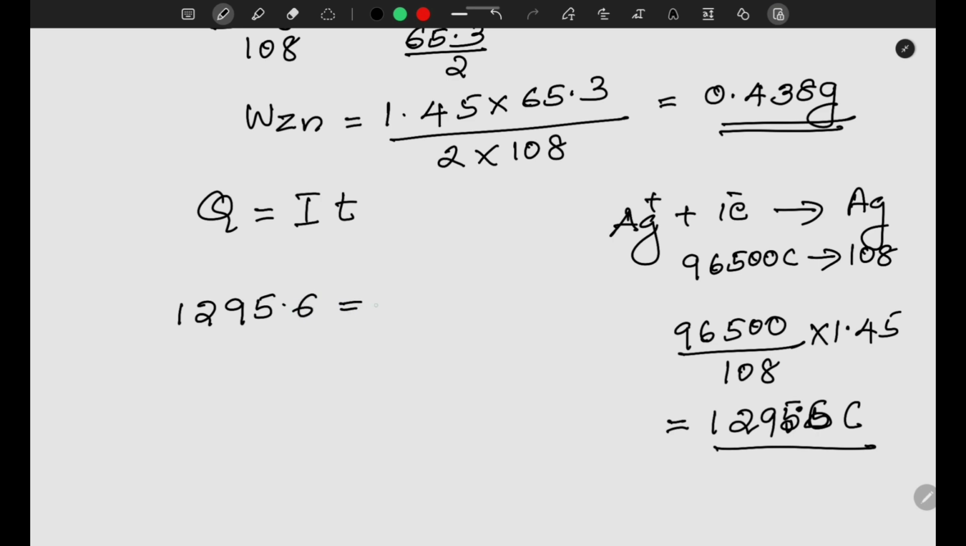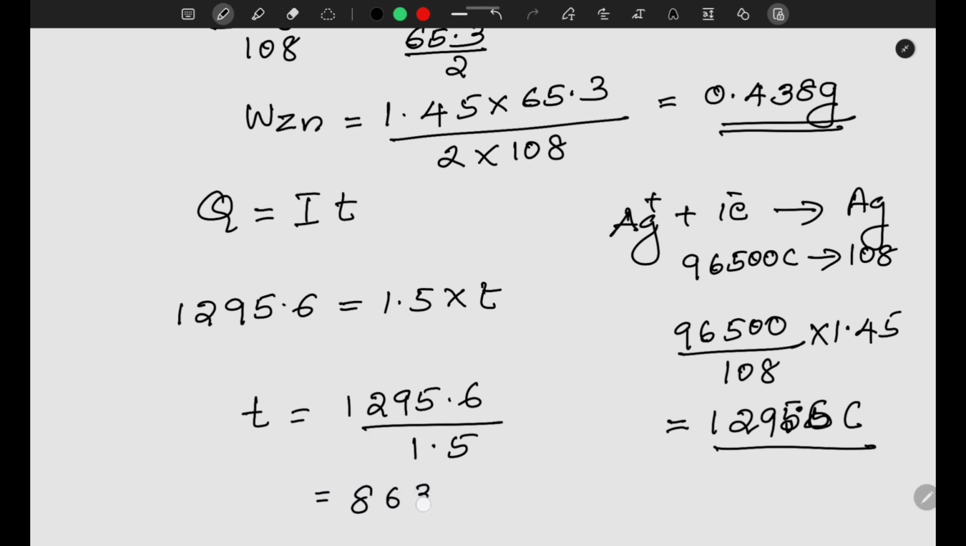Now 1295.6 coulomb is equal to 1.5 into time. So time is equal to 1295.6 by 1.5, that is equal to 863.7 seconds.